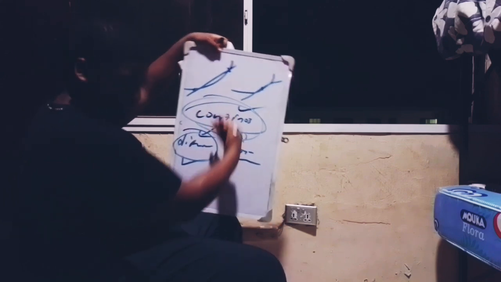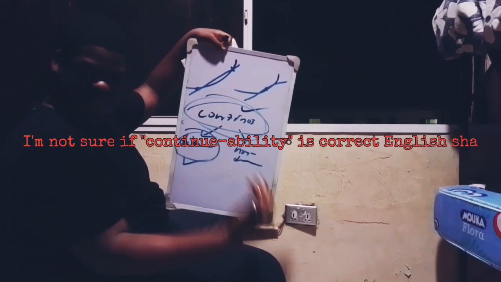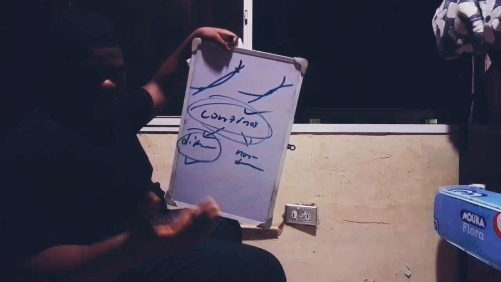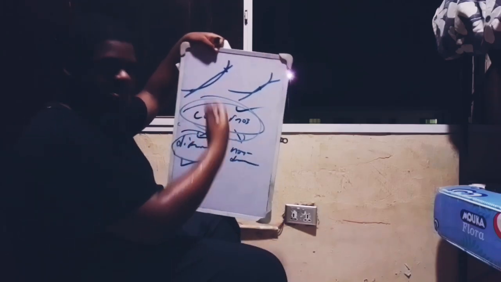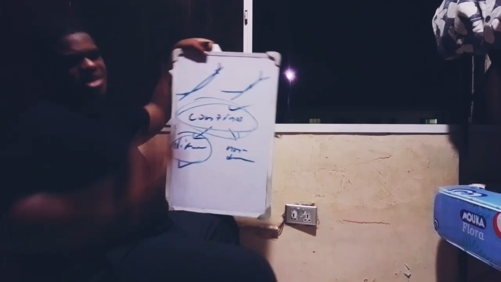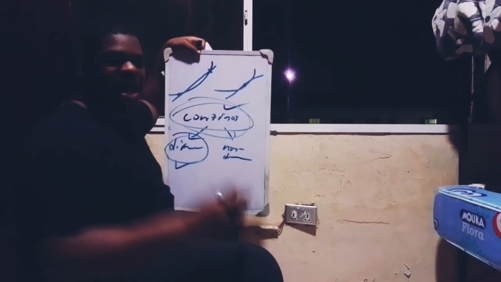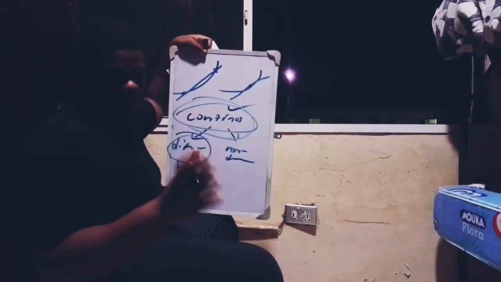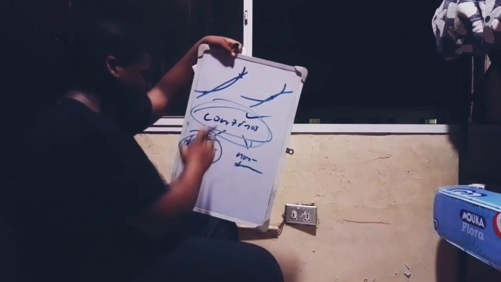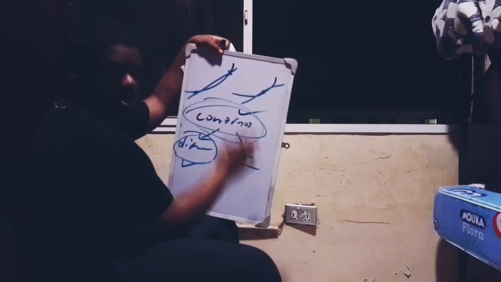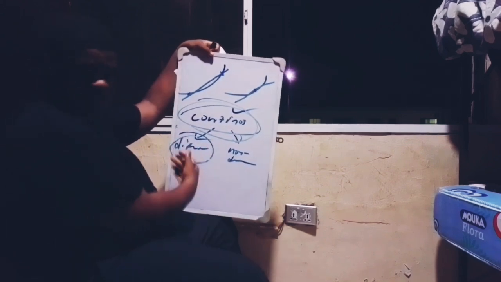So differentiability is below continuity. I don't know if the English word I'm saying is correct, but I'm very sure that differentiability implies continuity. That's the master term. Differentiability implies continuity, but continuity does not directly imply differentiability.